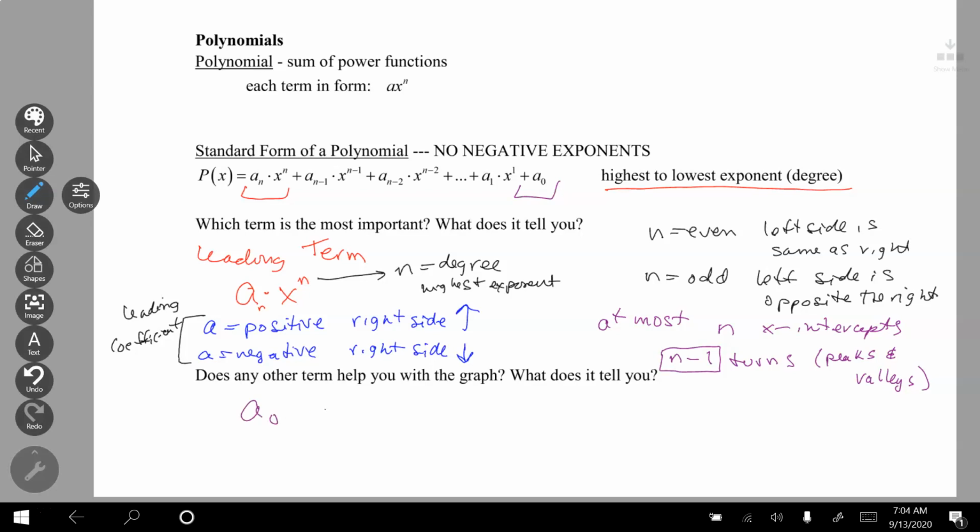The other thing we have is this last term here. A sub 0 is called the constant term because there's no variable with it. It's also the y-intercept. Good point to have, because it's always when x equals 0. All the other terms would cancel out.